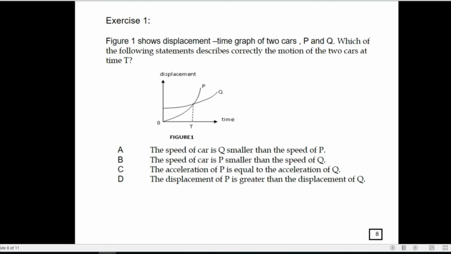So look at the graph. The graph given in the question has displacement on the y-axis and time on the x-axis, so this is an s-t graph. It shows 2 curves, curve P and curve Q, and they both intersect at time t. This first exercise asks us to correctly describe the motion at time t, meaning at this intersection. So read through answers A, B, C, and D. I'm going to give you some seconds, maybe 30 seconds, to answer this question.